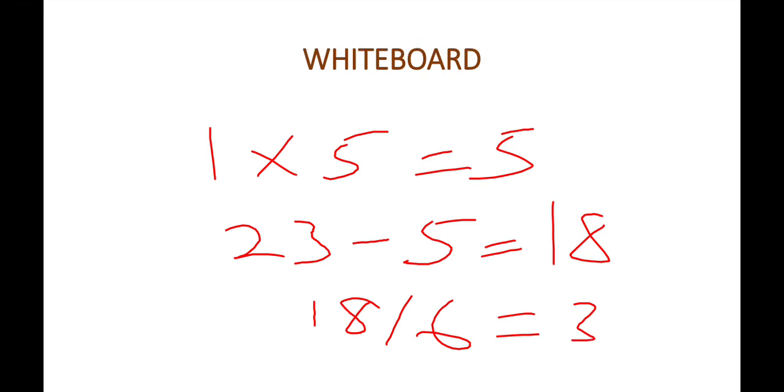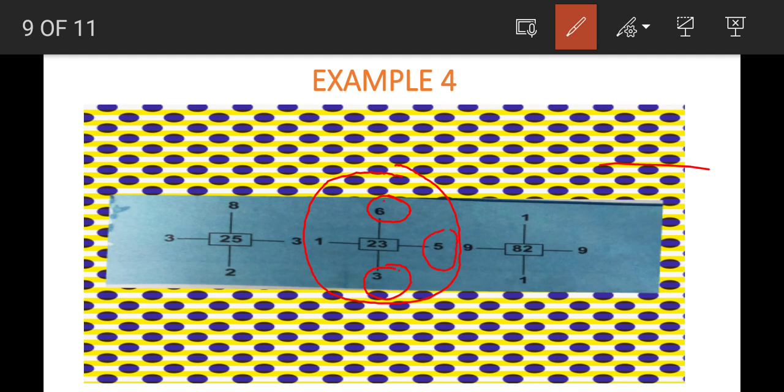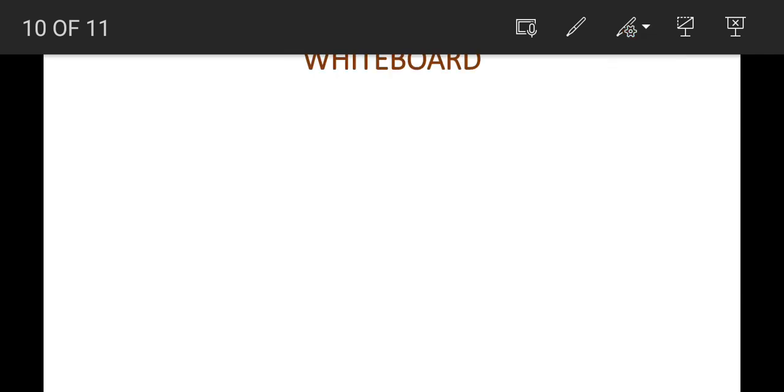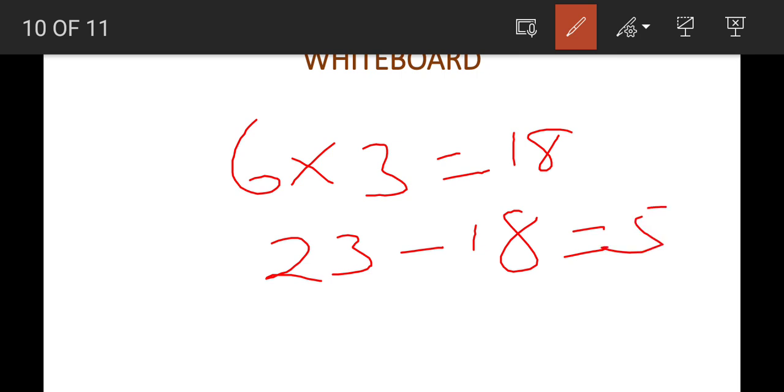Okay, last and not the least. Assuming this very 5 was not given, what do we do? Simply multiply this 6 and 3. That will give you 18. Then 23 minus the 18. Okay, let's go to our board and explain clearer. Assume this 5 was not given. What you simply do is 6 times 3 is 18. 23 minus 18 is 5. Then 5 divided by 1, the same thing as 5. That was how this 5 was gotten.